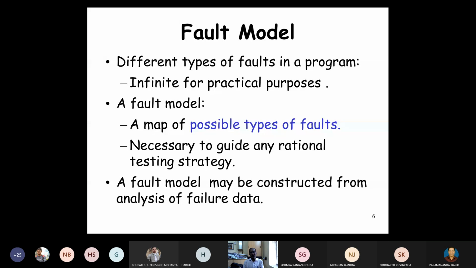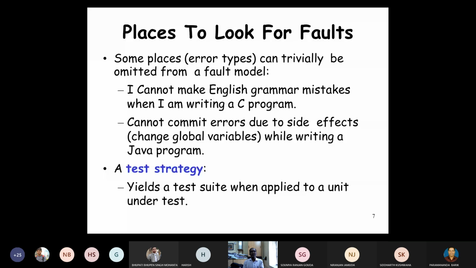A fault model is a map of the possible types of faults. This fault model is normally necessary to guide any rational testing strategy that you want to develop. A fault model may also be constructed from the analysis of failure data. If you have similar projects from the past, from the past failure data, you can also construct a fault model. Now let's look at some of the places to look for faults.